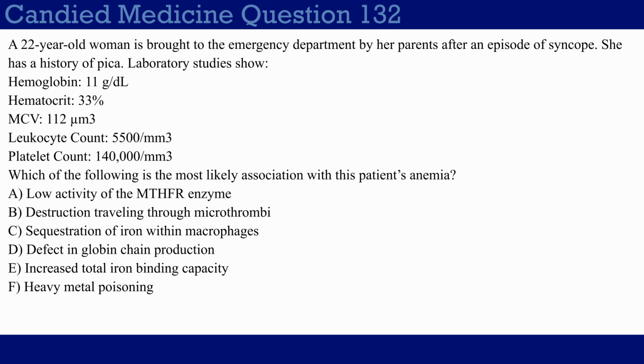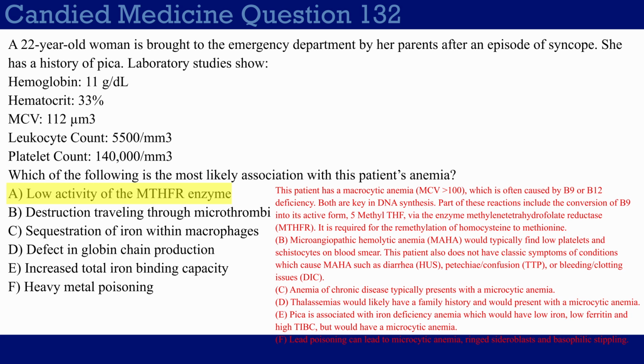And the reason both of these get a macrocytic anemia is because a deficiency in either one would cause deficits in DNA synthesis. And one of the many reactions involved in DNA synthesis is the conversion of vitamin B9 to its active form, 5-methyl THF, via the enzyme methylenetetrahydrofolate reductase, also known as MTHFR. So choice A is the correct answer.